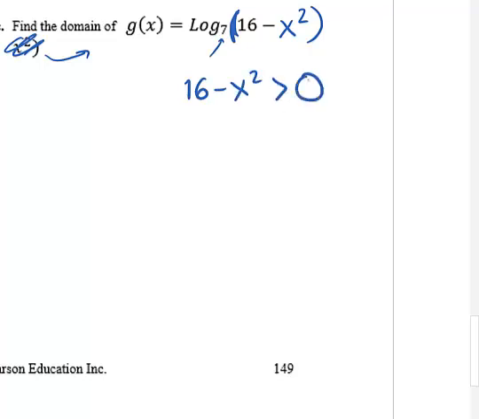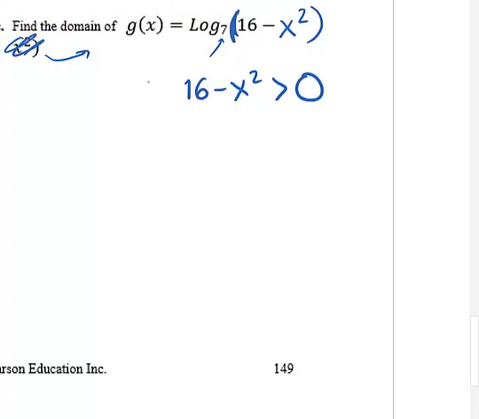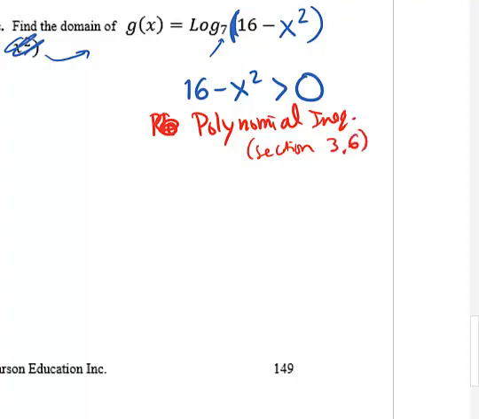I'm going to solve this. Since this is not something where I can just get x by itself, this is actually a polynomial inequality that I've seen in a previous section. So here's another example of where you might use polynomial inequalities in other areas. That was two sections back, 3.6 I believe it was.